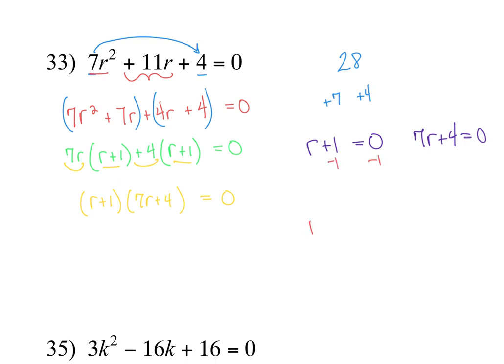Subtract your 1, r could equal -1. Subtract 4 and divide by 7. R could also equal -4/7.